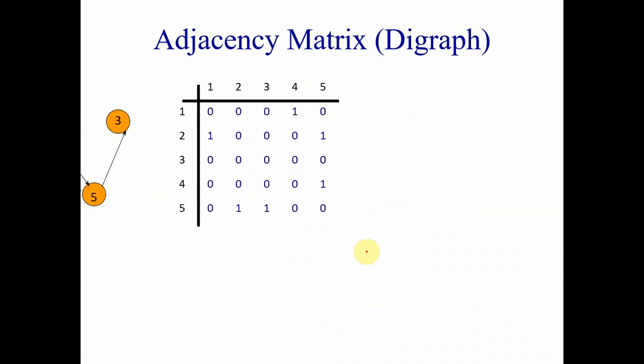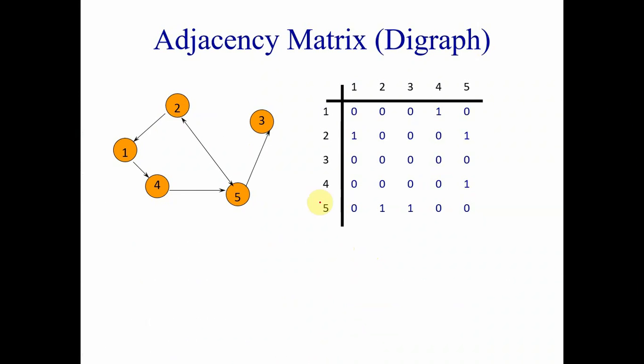How about the directed graph? The entry is not exactly the same. For example, you can see this case, 1 is connected to 4. Therefore, you can see this entry, 1 connected to 4. But there's no edge back from 4 to 1. Therefore, 4 to 1 is 0. So this is the property of the directed graph.